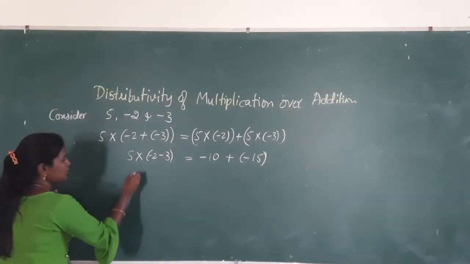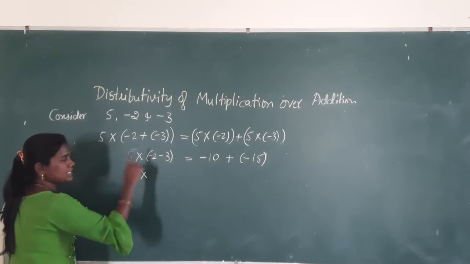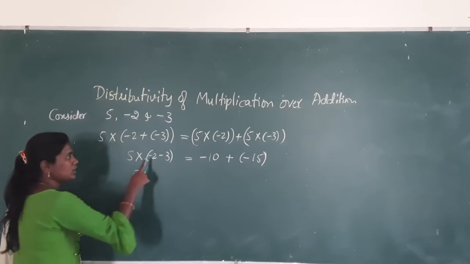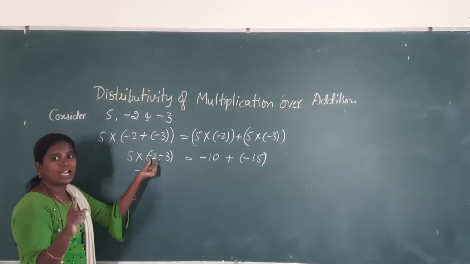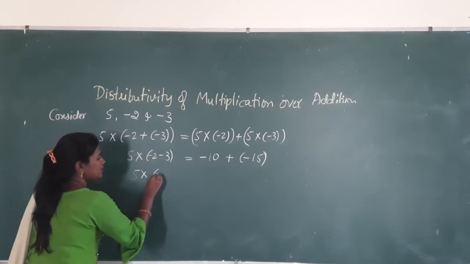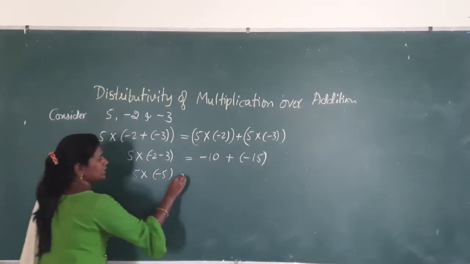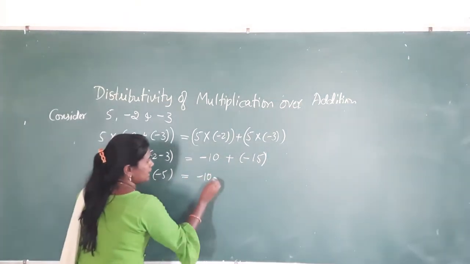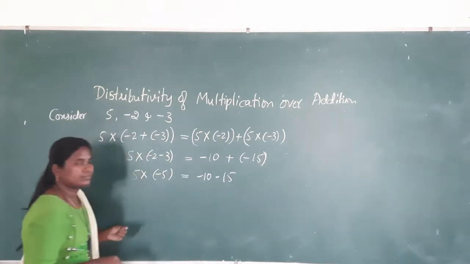Now 5 into minus 2 minus 3. Both are carrying same sign, so add. Same sign, add 3 to 5, put the same sign. Minus 5. That is equals to minus 10 plus into minus 15.